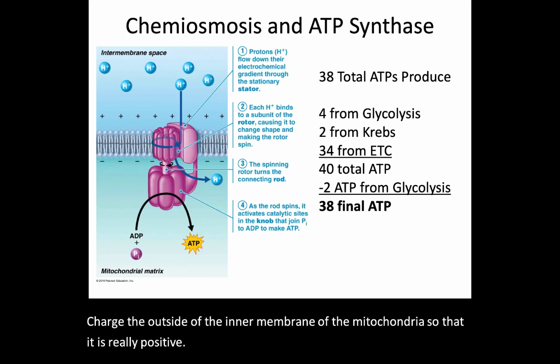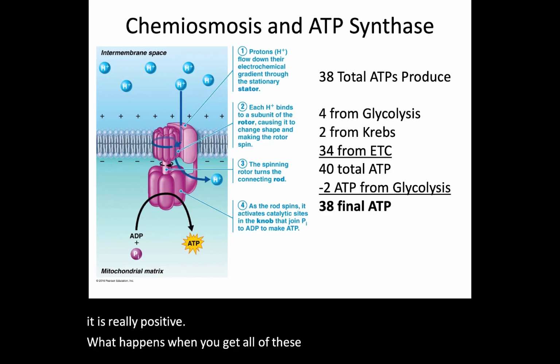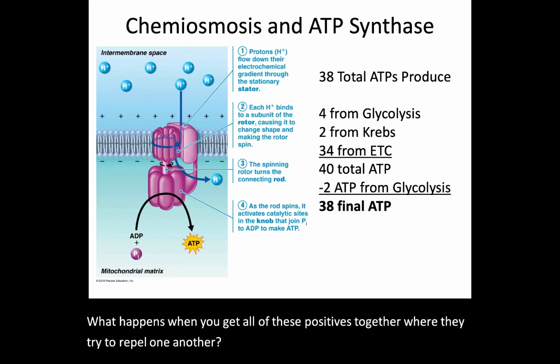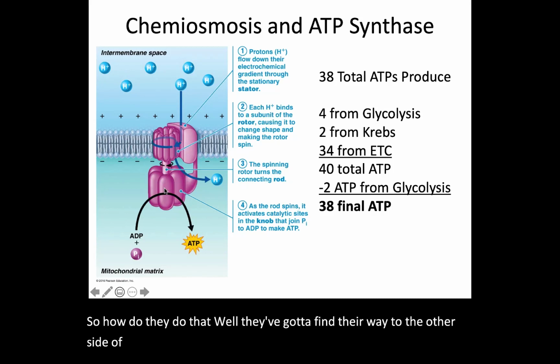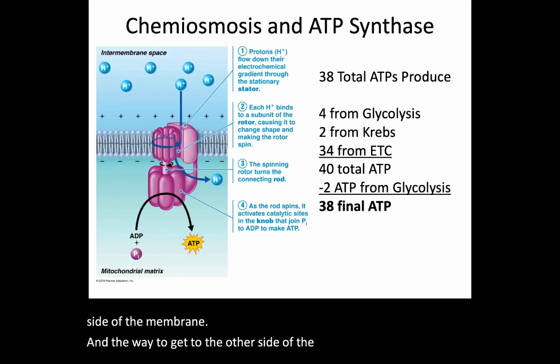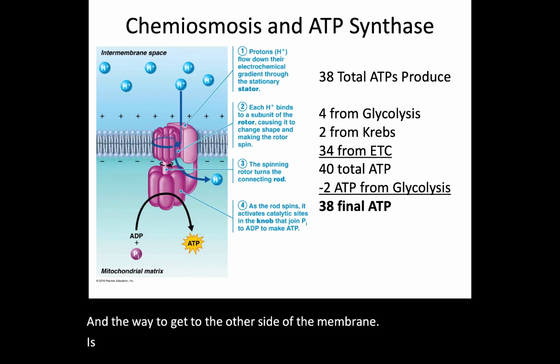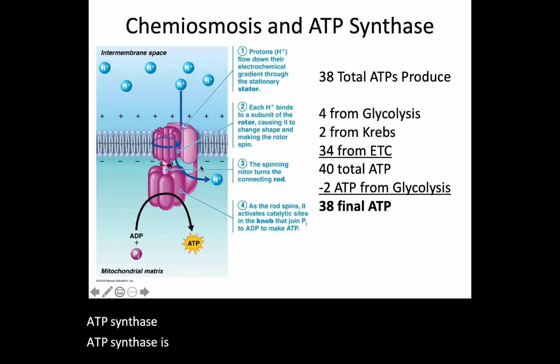And what happens when you get all of these positives together? They try to repel one another. So how do they do that? Well, they've got to find their way to the other side of the membrane. And the way to get to the other side of the membrane is through an enzyme called ATP synthase. ATP synthase is this guy right here.